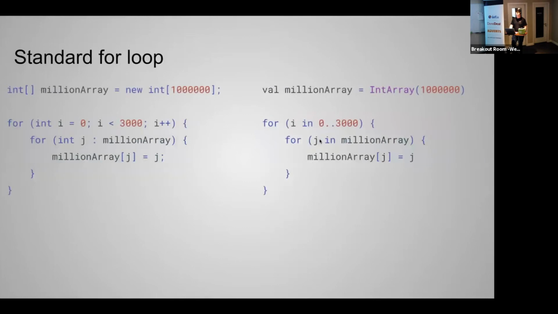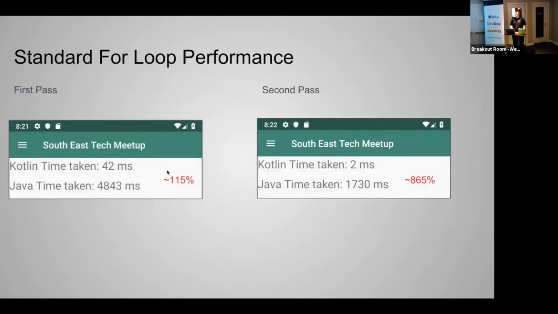So going back to this loop, I wanted to kind of show the performance benefits from moving to Kotlin over Java. This is just a loop that has an array of a million ints, and we're going to go along and count to 3000 and pop it in the array. With benchmarking, you generally do a number of passes and then you take the average and that's your benchmark figure.